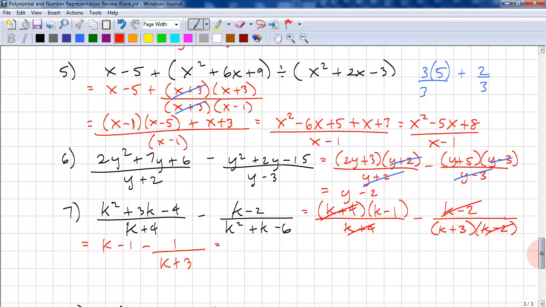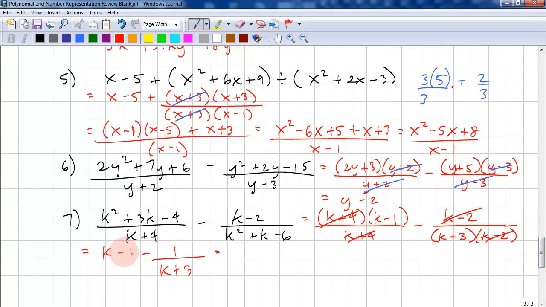So we have the same situation up here. We need to make this part of the common denominator. So k minus 1 times k plus 3 minus 1, all over k plus 3.